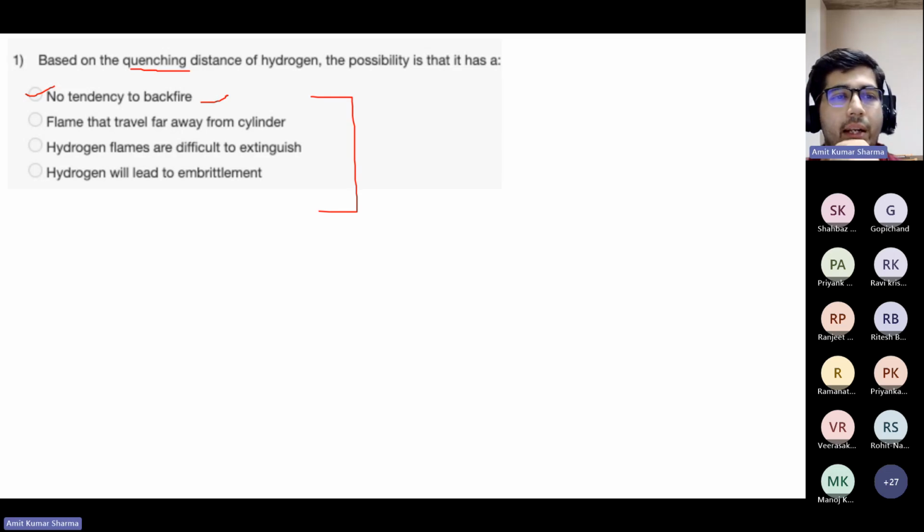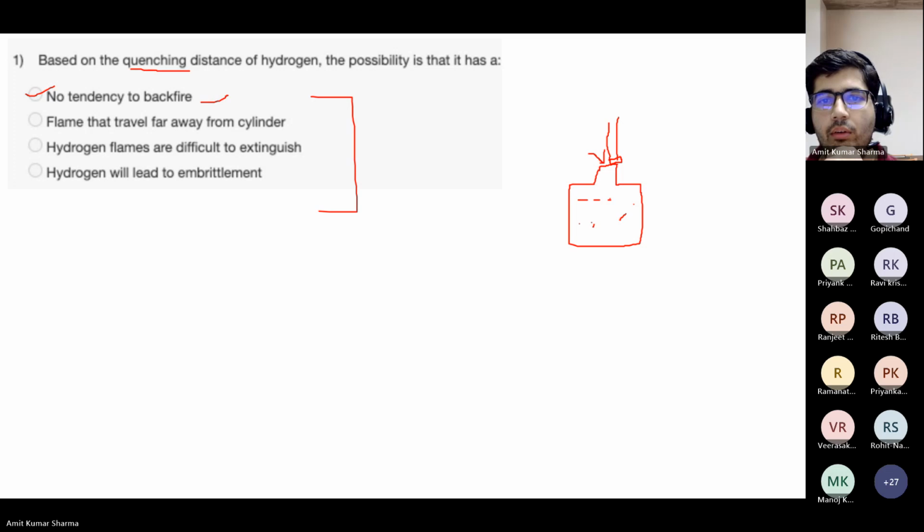Then second, flame that travels far away from cylinder. So as per the distance, is it far away from the cylinder or not? Like this is your cylinder, containing the hydrogen, and if you are giving a spark here, the distance between the flame and the cylinder is very narrow. It's only 0.6, so it will backfire. Okay, and it's also difficult to extinguish.